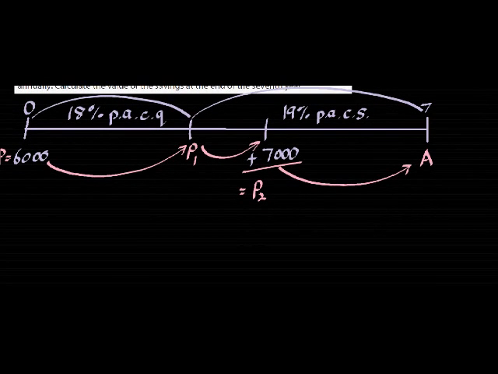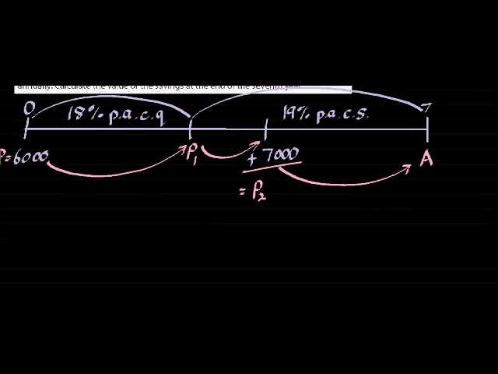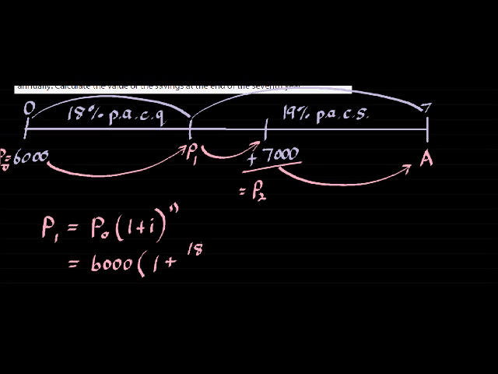So let's see. What is P1? Well, first look at it, P1 is still a future value compared to P0. So the future value is equal to P0 times (1 plus i) to the power of n. My future value, I've got 6,000 as my present value, or my principal value, invested at 18%. Compounded quarterly means I get it 4 times in the year, so I must divide by 4.